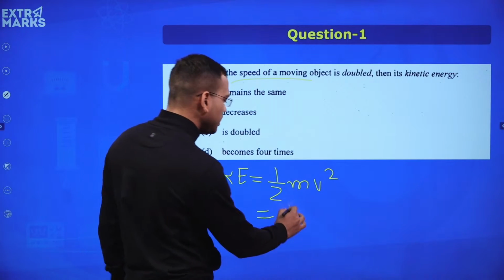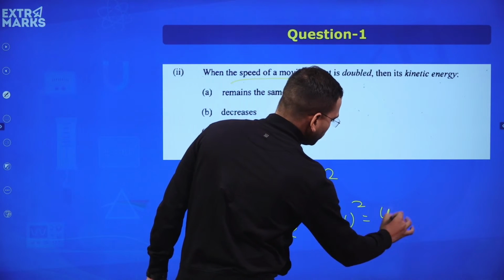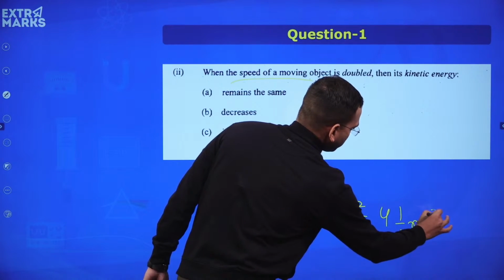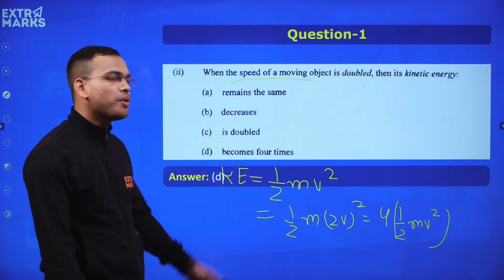And when you put 2v, it is 4 times half mv square. So the answer becomes 4 times. Option D is the correct answer.